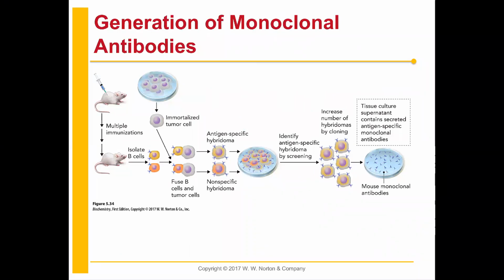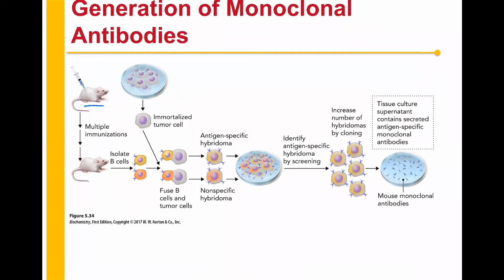So in monoclonal, our initial steps are very similar. We're still going to immunize our animal, right? I don't know why they did. Well, I guess rats are not that common, but it doesn't matter. Anyway, so the generation of your monoclonal is similar.